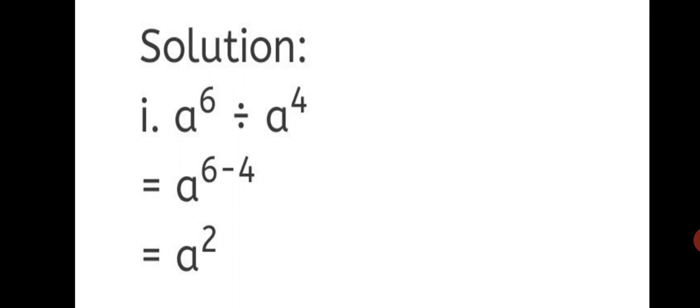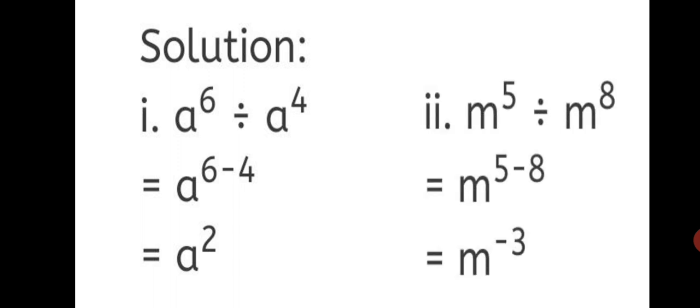Okay, let's have a look at the second example. M raised to 5 divided by m raised to 8. M, that is the base, write as it is. Since it's division, now we have to subtract the index. 5 minus 8. Plus and minus is minus. 5 minus 8 is 3. And since the greater number has got negative sign, answer will be negative. So m raised to minus 3 is your final answer.